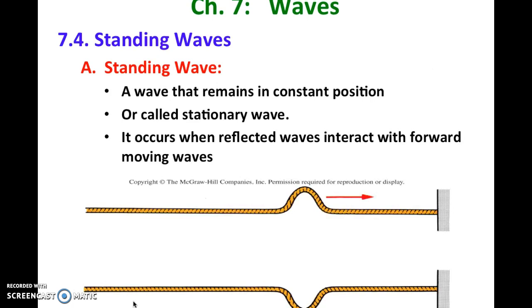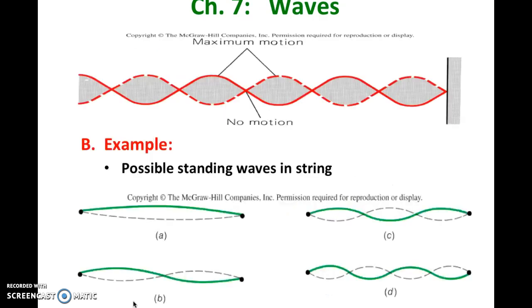A wave that remains in constant position is called a standing or stationary wave. It usually occurs when reflected waves interact with forward moving waves. For example, standing waves in a stream.